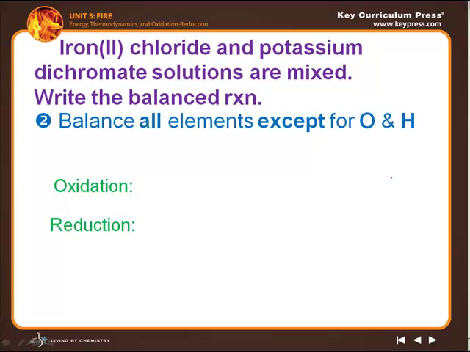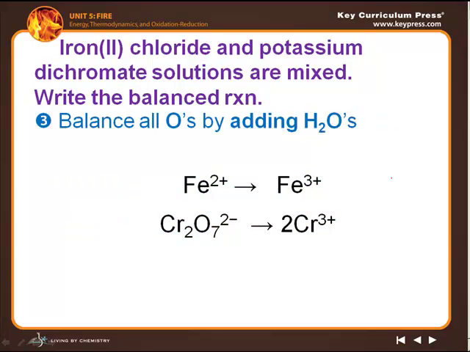Once you have these, the next step is to balance all elements except O and H. So we look here, Fe, Fe, those are balanced. Cr2, Cr, not balanced. So we need to add how many Crs to the right side? That's right, add 2 of those, so we now have them balanced. Next step is to balance all O's by adding the H2O's. In the first one, no O's. Second one, there's how many O's? Yep, 7. So you add 7 waters to the right side. That balances out the O's.